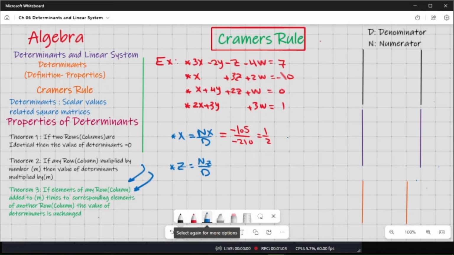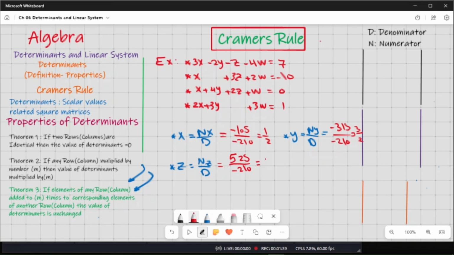Here y equal to ny by d. So here y equal to negative 315 by negative 210. We have here 3 half. Okay, and here z equal to nz by d, 25 by negative 210. So we have here negative 5 half.